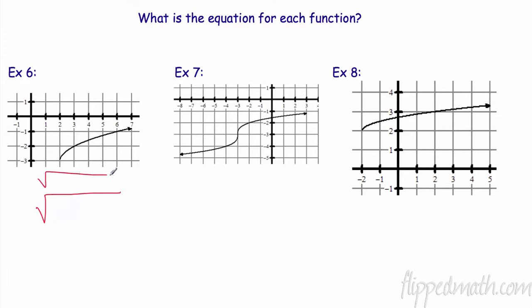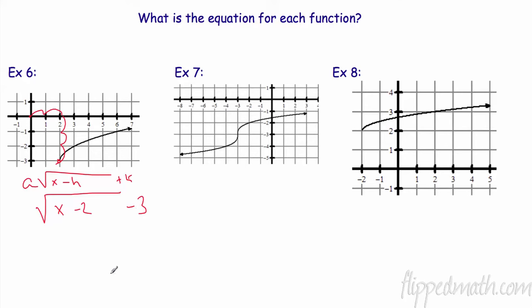Remember, the generic formula for a square root is a times the square root of x minus h, plus k. So this is the opposite of what it says. I moved this reference point from 0, 0. I moved it right twice, so this is going to be x minus 2. And then I moved it down 1, 2, 3, so minus 3 on the outside.